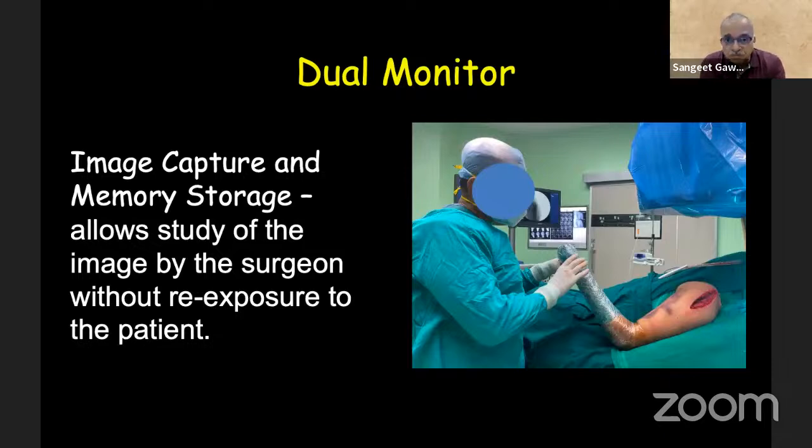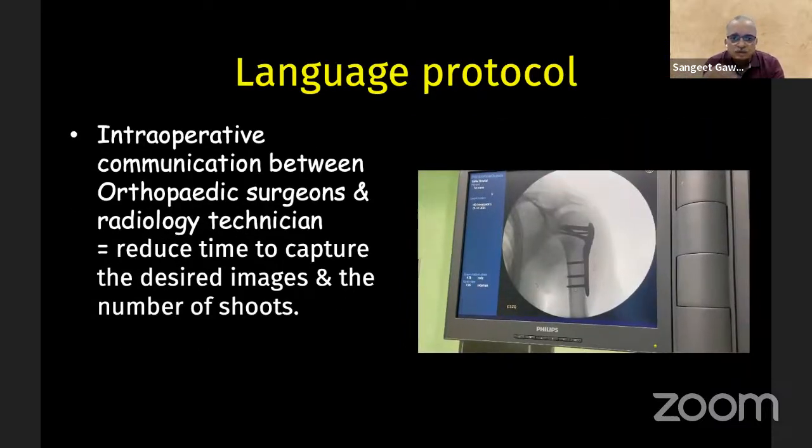Dual monitors are very useful, particularly when you have captured the image, it can be transferred to the other side. And when you have to compare an AP and lateral view, the earlier image is stationary. So try to ask the technician or the OT personnel to store it on the opposite side so that you avoid multiple exposures.